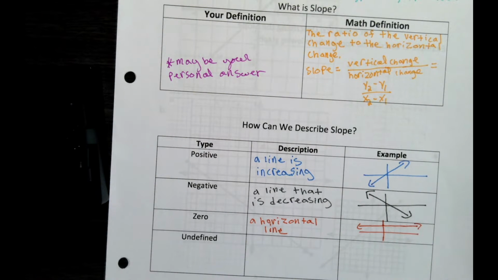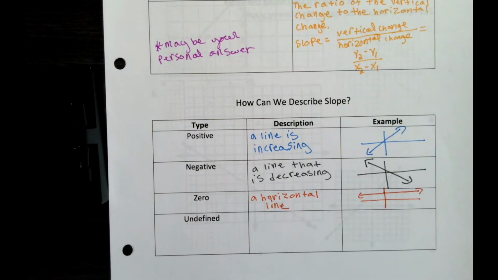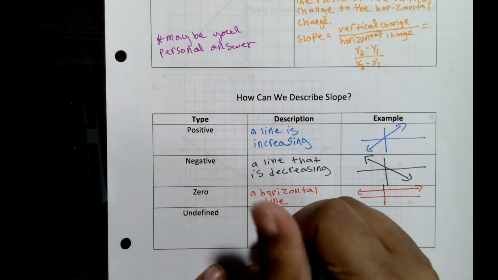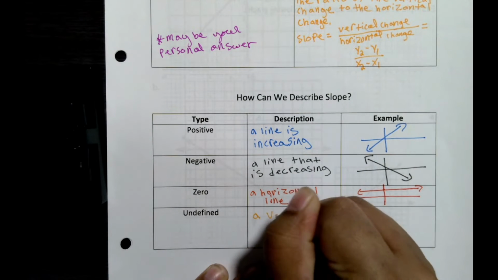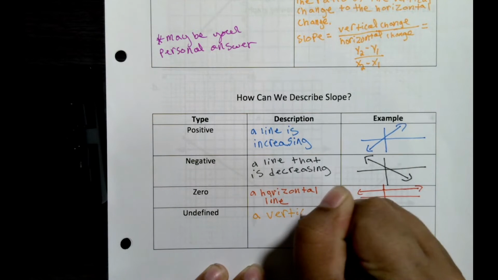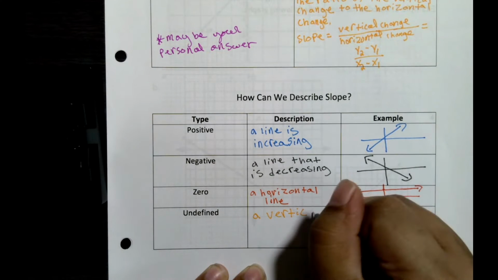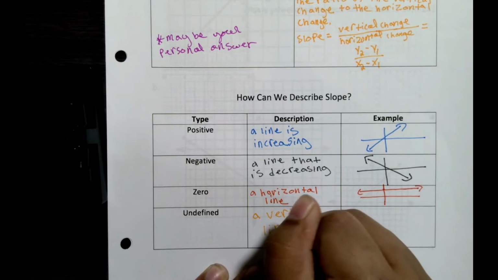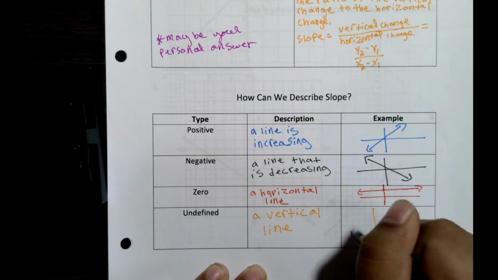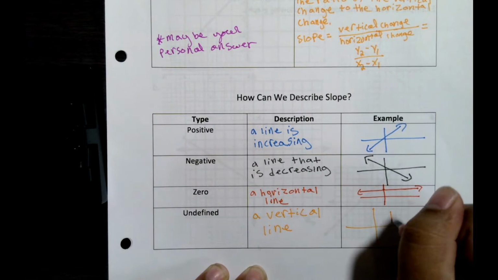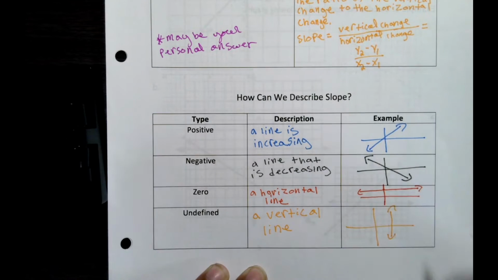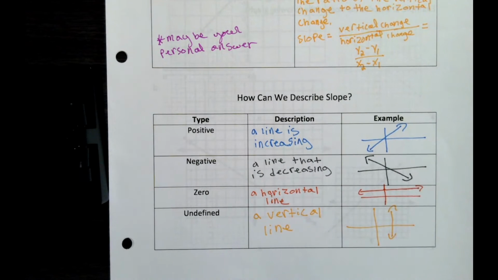And last but certainly never least is our undefined, meaning that we would have to divide by 0, so we wouldn't have a left or right. The line wouldn't be going left or right. So this is going to be a vertical line. So if we have our y and our x, then we have a line that looks like this. It's vertical. Notice it doesn't move left or right. It only goes up and down forever.